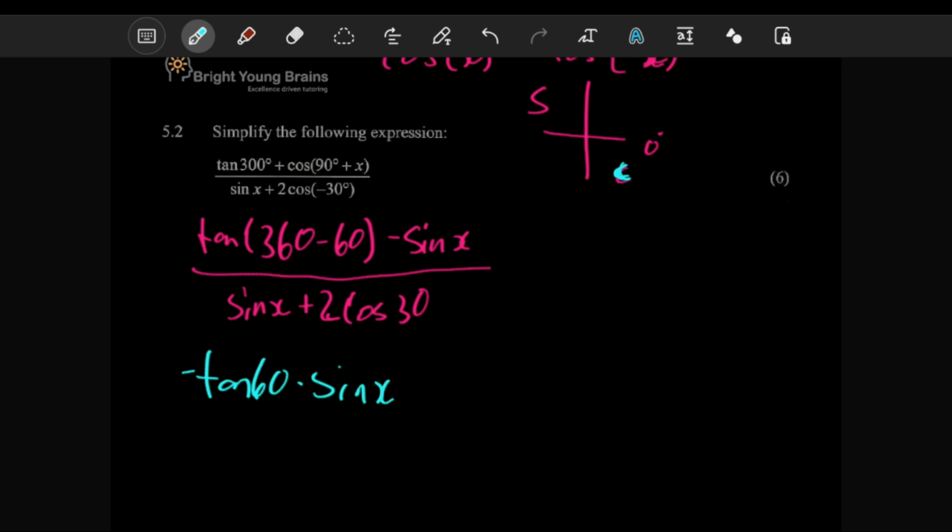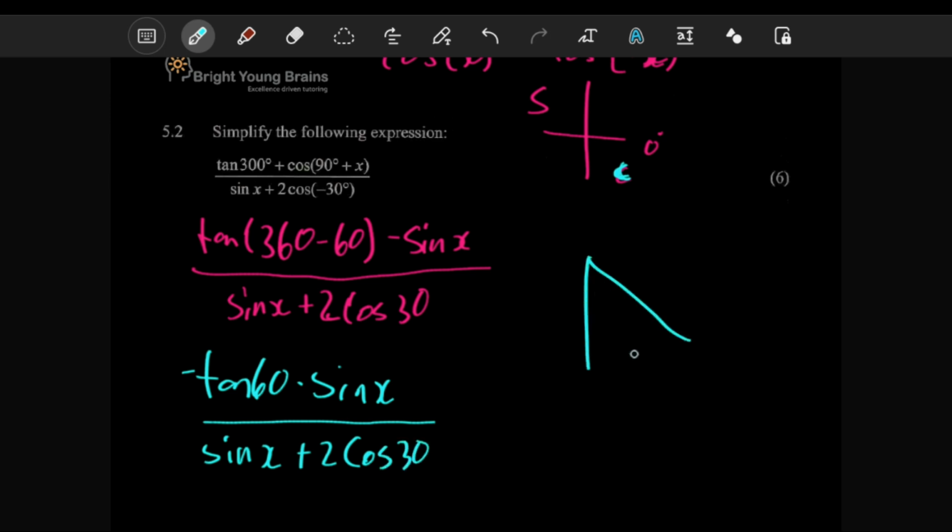At the bottom, let me just rewrite the bottom for now, because I want to deal with the numbers all at the same time. So here you need to draw your 30-60 triangle. Drawing the 30-60 triangle, the one thing that I always say is, just remember what sin 30 is.